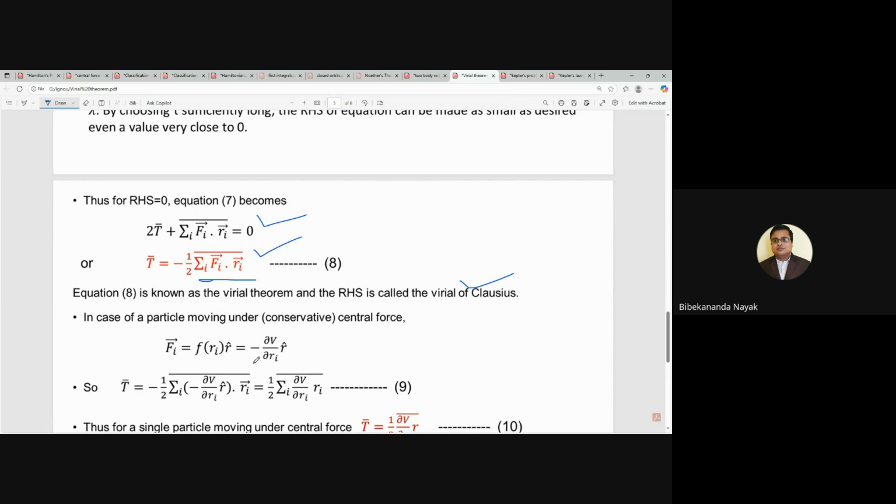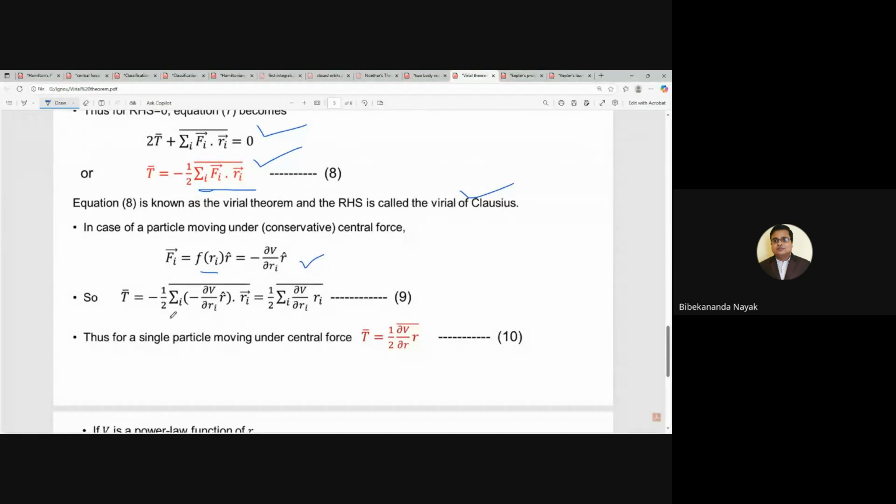If F is the negative gradient of potential, then F_i minus r_i cap minus del V by del r_i r_i cap. So T average becomes minus half into this, or del V r_i by r_i cap. Or for a single particle with only one distance r, we can write T bar is equal to half del V r by r.